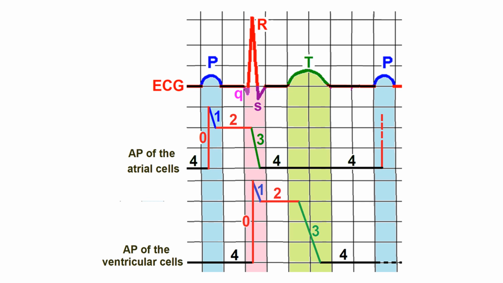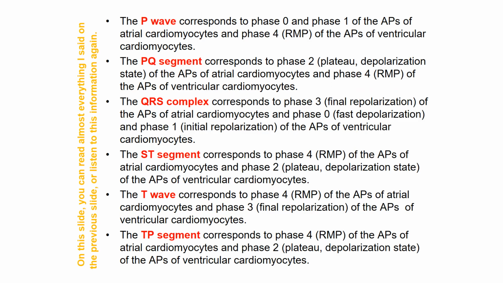The T wave corresponds to phase 4, resting potential, of the action potentials of atrial cardiomyocytes and phase 3, final repolarization, of the action potential of ventricular cardiomyocytes. The TP segment corresponds to phase 4, resting potential, of the APs of atrial cardiomyocytes and phase 4, resting potential, of the APs of ventricular cardiomyocytes. Let's consider this issue in more detail.